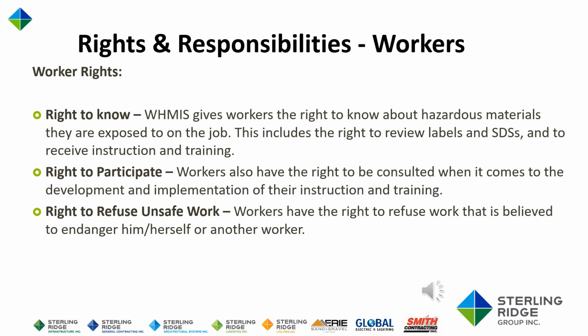Rights and responsibilities. Workers. Worker rights. Right to know. The Workplace Hazardous Materials Information System gives workers the right to know about hazardous materials they are exposed to on the job. This includes the right to review labels and SDS, and to receive instruction and training. Right to participate. Workers also have the right to be consulted when it comes to the development and implementation of their instruction and training. Right to refuse unsafe work.